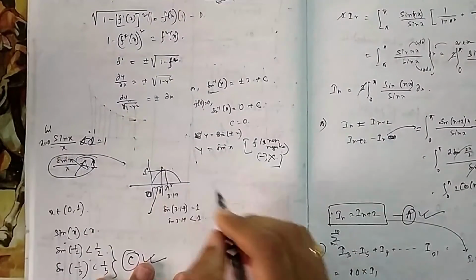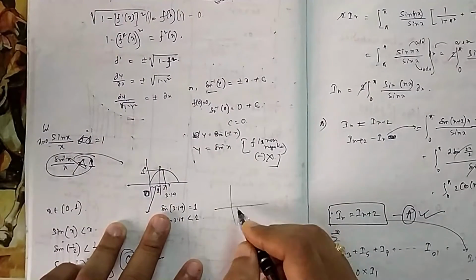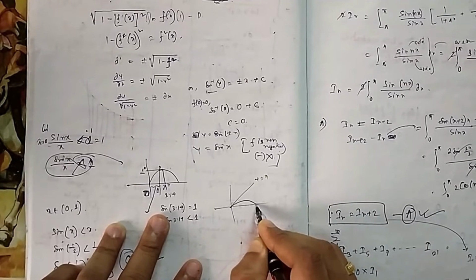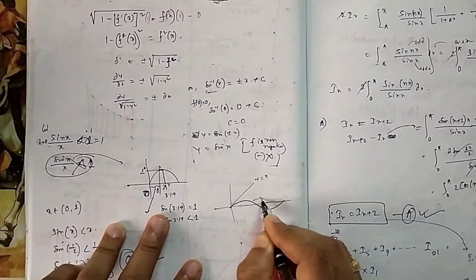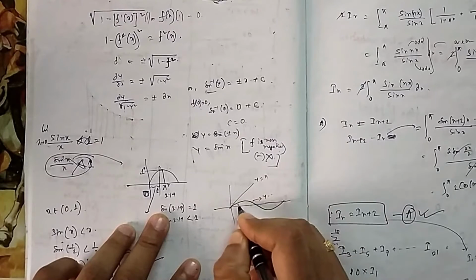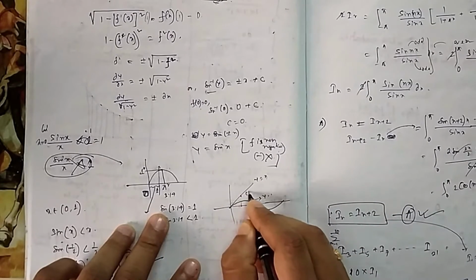Now I have already shown you. If you see this graph, this is the y equal to x line, and y equal to sin x goes below this. This is y equal to sin x. So what will be the value at x equal to half? So this is your (half, half).